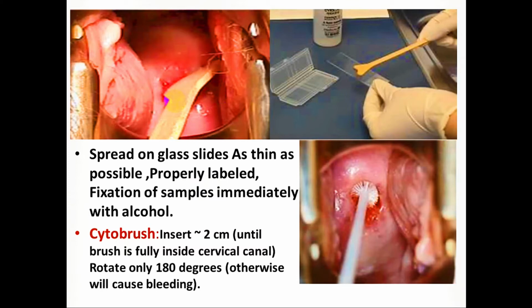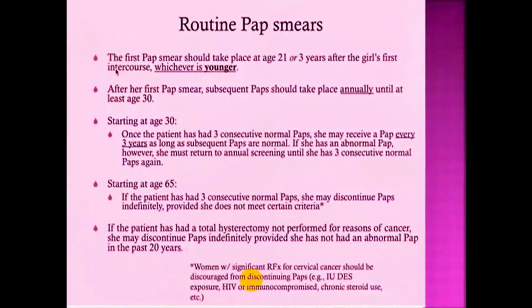Cyto brush: insert 2 cm until the brush is fully inside the cervical canal, as you see here. Rotate only 180 degrees, otherwise it will cause bleeding. We rotate in the direction of 180 degrees so there is no bleeding.